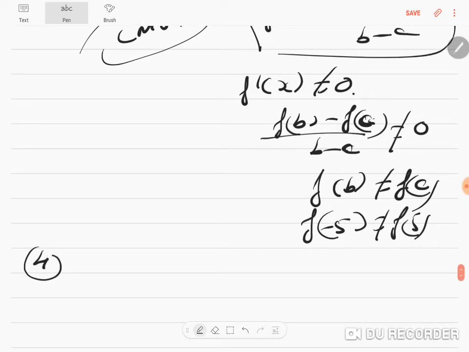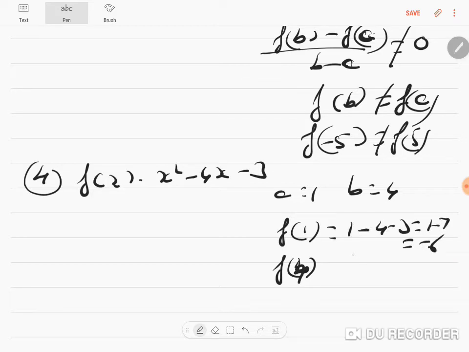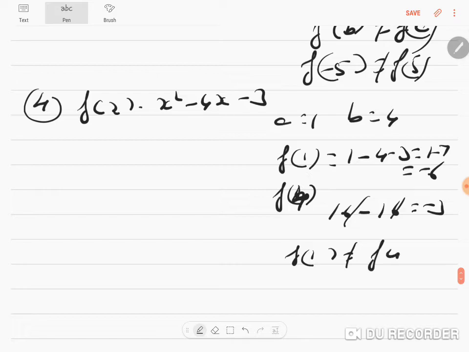Let's go to the fourth sum. The fourth sum is f of x equals x square minus 4x minus 3 for the interval a equals 1 and b equals 4. You have to verify the mean value theorem. Check what is f of a and what is f of b. F of 1 is 1 minus 4 minus 3, which is 1 minus 7, so minus 6. F of 4 is 16 minus 16 minus 3. So f of 1 is not equal to f of 4, so f of a is not equal to f of b. Hence you can verify the mean value theorem.